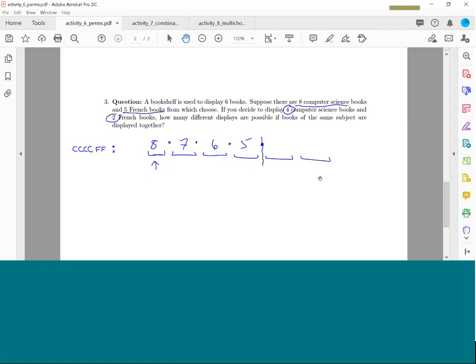Yep. So there's a grand total of 5 French books. So the first one, in terms of your French books, you could pick any of the 5. And then because you've already selected 1, you then have 4. And so you then multiply all these guys together and get a number.